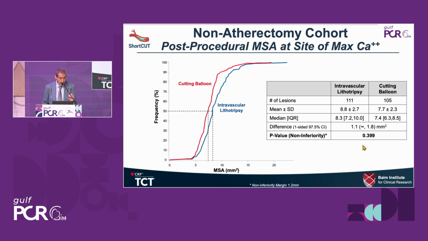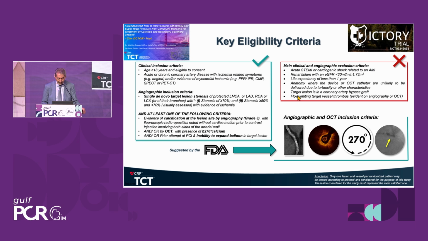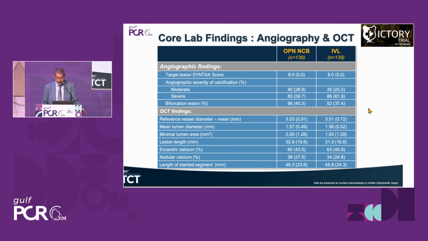So intravascular lithotripsy is better than the use of cutting balloon for calcified lesion. Victory used the OPN balloon, again, mainly angiographic criteria. There was also the possibility to use OCT, but just the arc of calcium greater than 270 degrees, and again, the majority of cases were just based on angiography or inability of a first balloon to dilate.